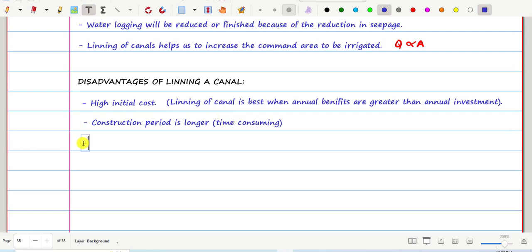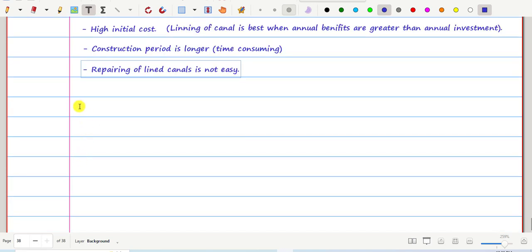And the third and last disadvantage is that repairing of lined canals is not easy. Okay, you may need some experts or skilled labor to do the repairing work, right? So these were the disadvantages. Let's jump into the design steps.